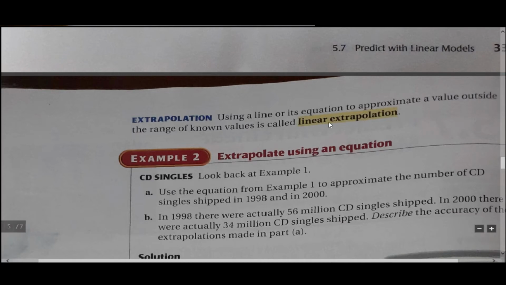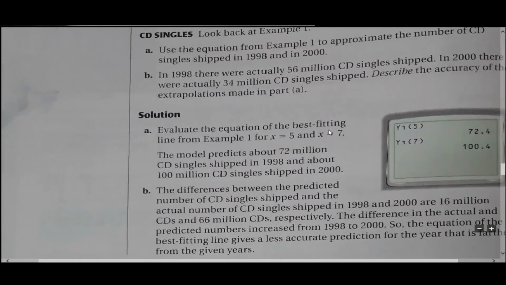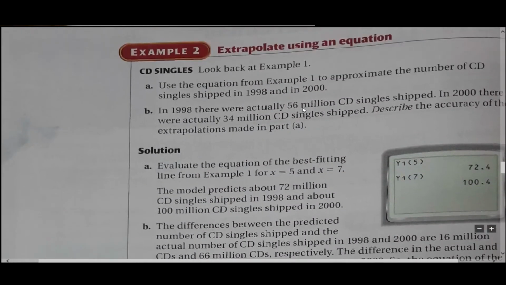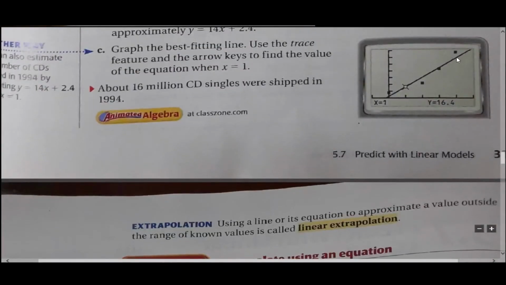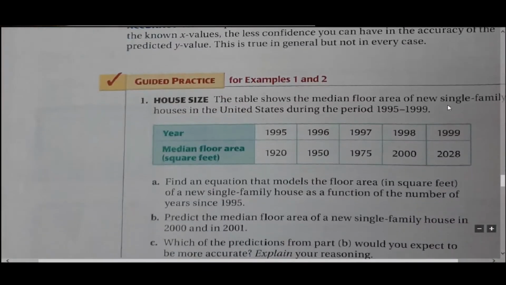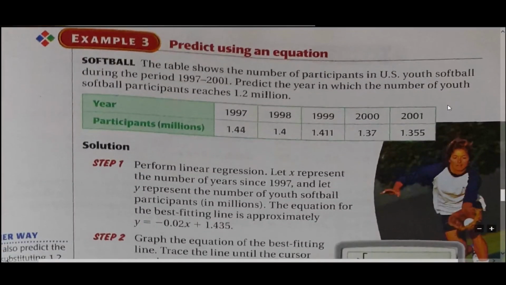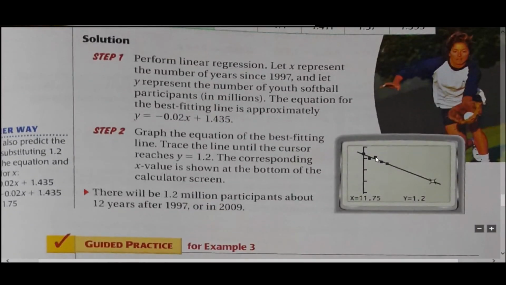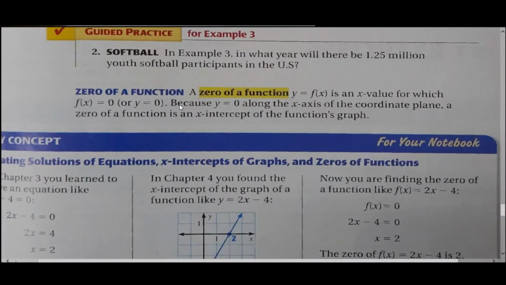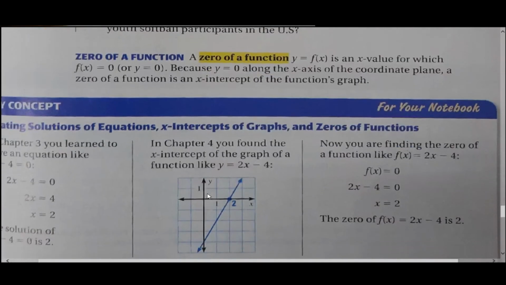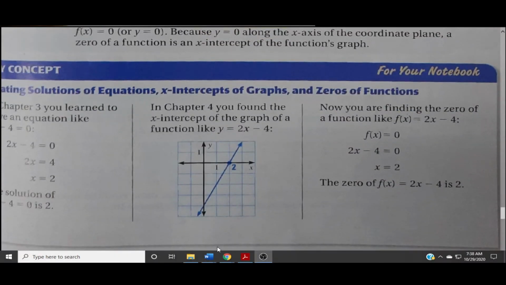Linear extrapolation. Linear extrapolation is finding data that's outside of the ranges. So finding data along the line that's further. Now, predicting using the equation, again, the same thing. You have the data points, predicting a further point down the line. What would this actually be? And finding the zero function. This would probably be the most crucial, most important information right here.